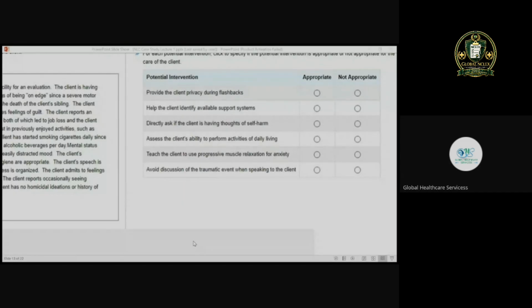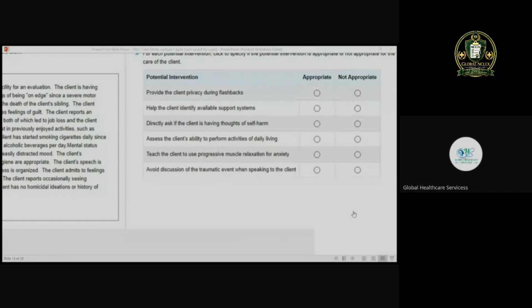Okay. Teach the client to use progressive muscle relaxation for anxiety. Your patient is also experiencing anxiety, which I have already cleared to all of you. So this is important: muscle relaxation for anxiety. You have to teach your patient, you have to educate your patient about it.